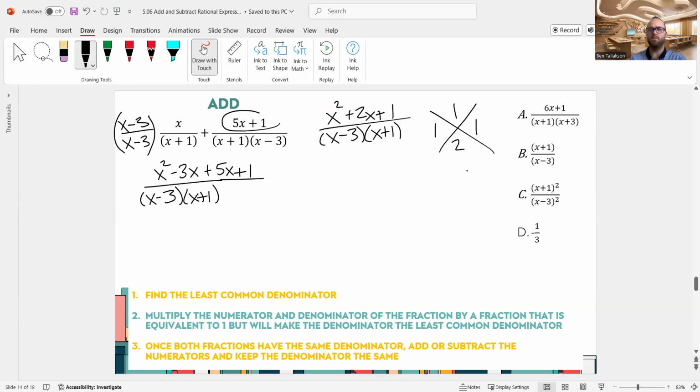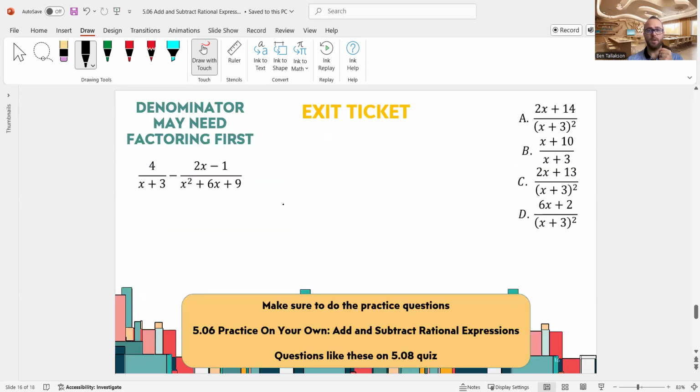1 times 1 is 1, 1 plus 1 is 2. Amazing. x plus 1 times x plus 1. Look at that. We're going to have something finally that cancels out, leaving us with x plus 1 over x minus 3. All right, you're doing great. We're almost there. We have our exit ticket.